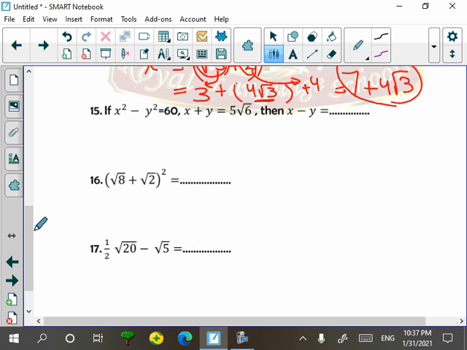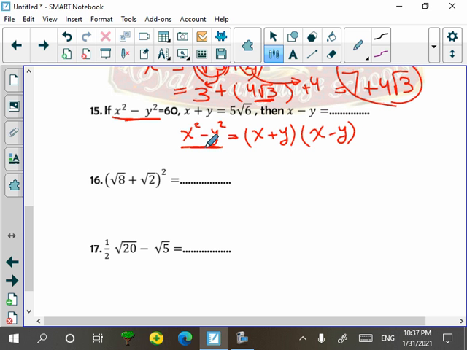Number 15. If x power 2 minus y power 2 equals 60, and x plus y equals 5 root 6, then x minus y equals. For x power 2 minus y power 2, the relation is that we will factorize. It will be x plus y and x minus y. Again, x power 2 minus y power 2 equals x plus y times x minus y.